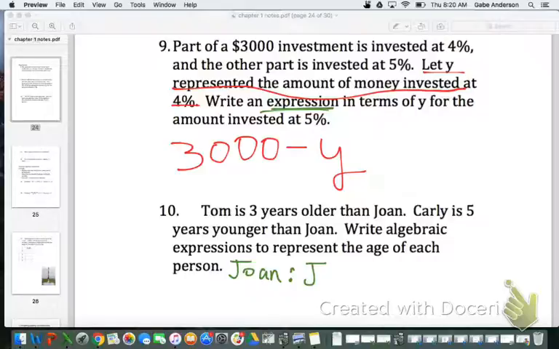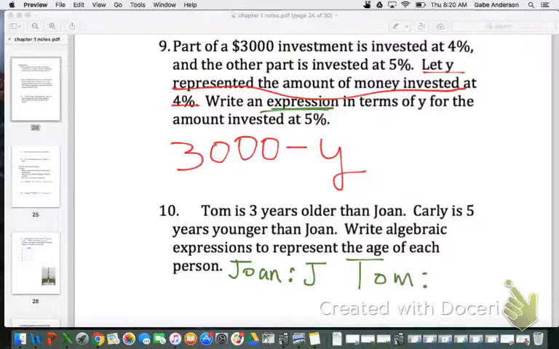Feel free to compare. Peek at each other's papers. Show your paper to other folks. See what you think. Okay. Hey, William, do you have Tom's age by any chance? What do you think?